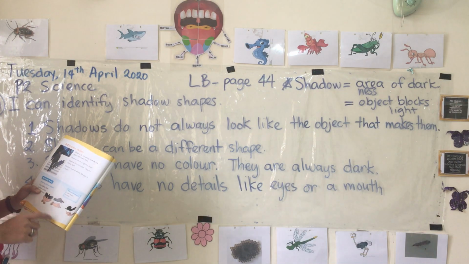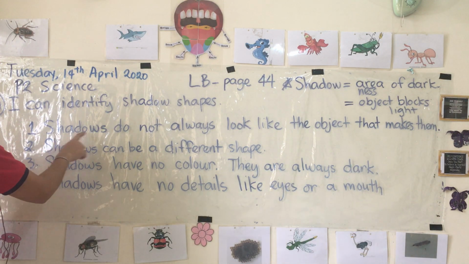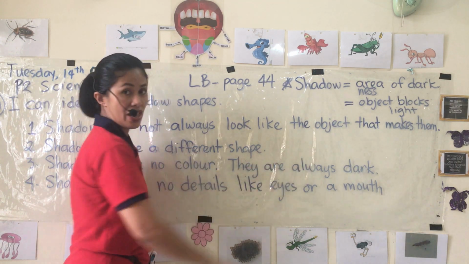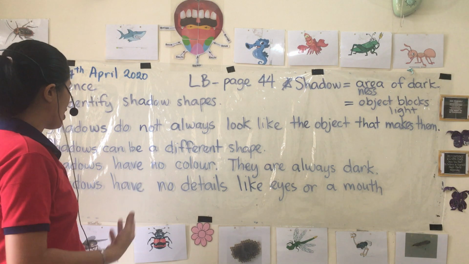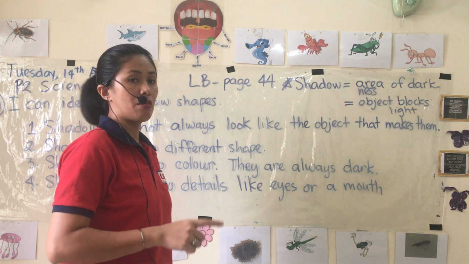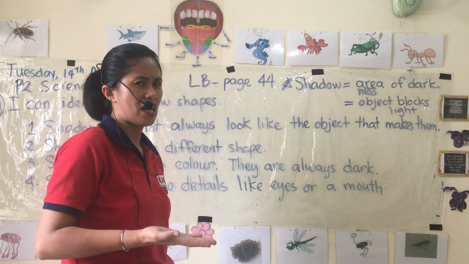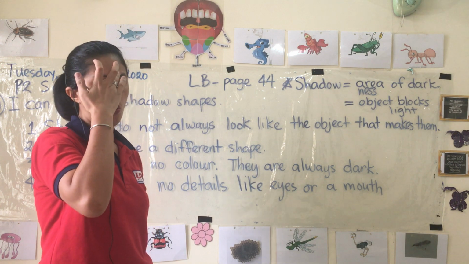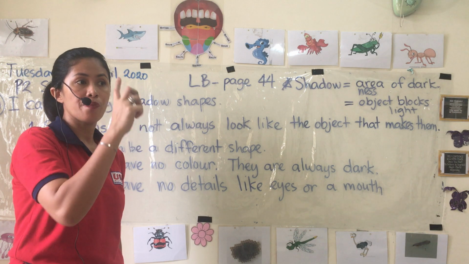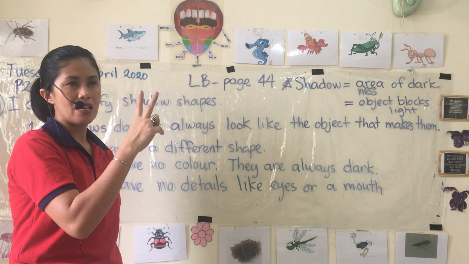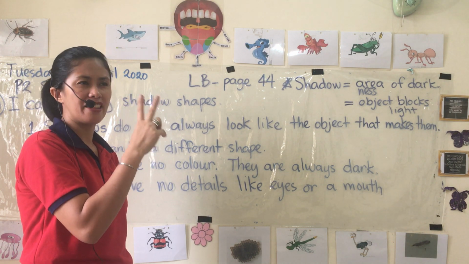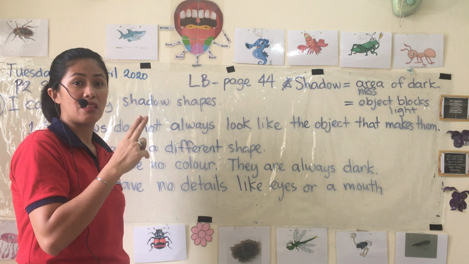Now, let's go first to the first sentence. Shadows do not always look like the object that makes them. Again, shadows do not always look like the object that makes them. Why is that so, teacher? One factor is the position of the source of light. The second one, is there any other thing that makes the shadow not the same as the object that makes them?